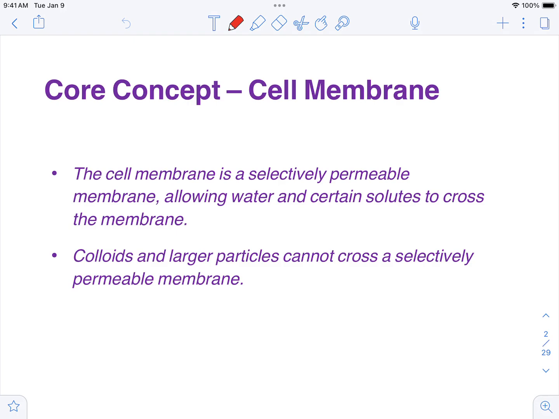We will also see that ions struggle to cross the membrane because they have a charge associated with them, that neutral molecules do better here.